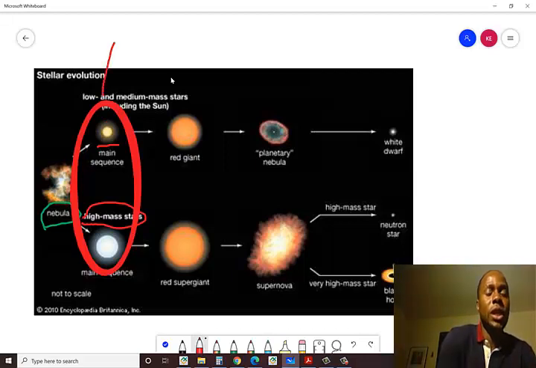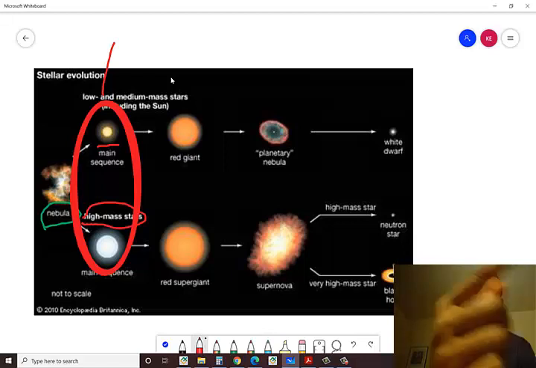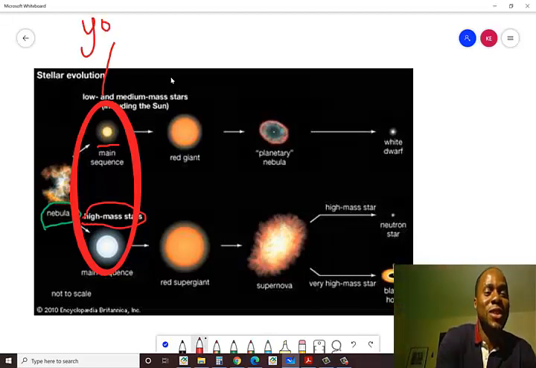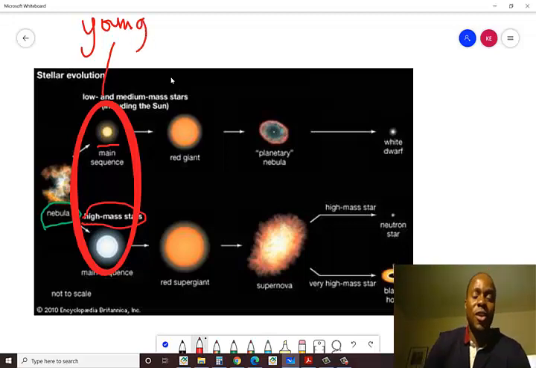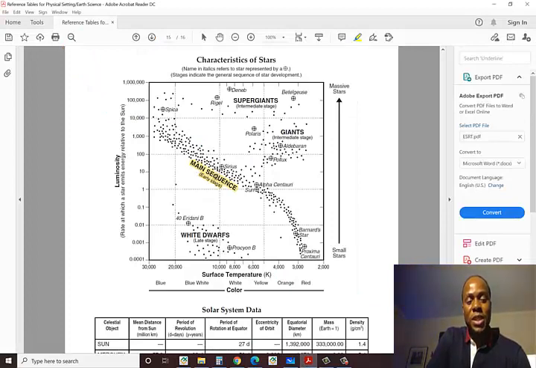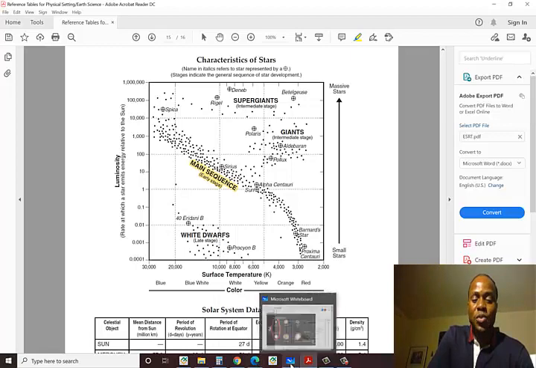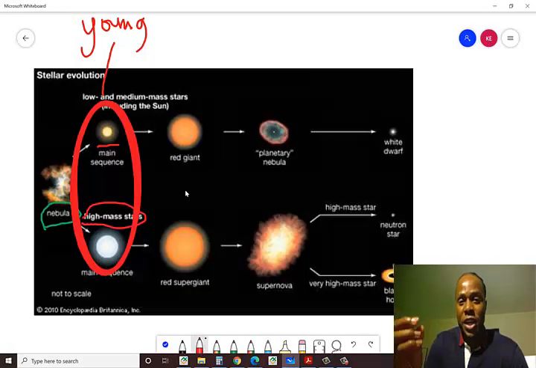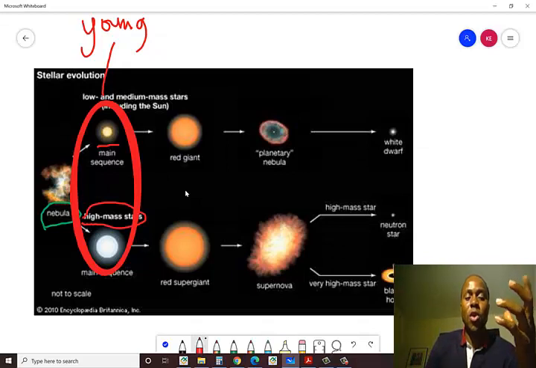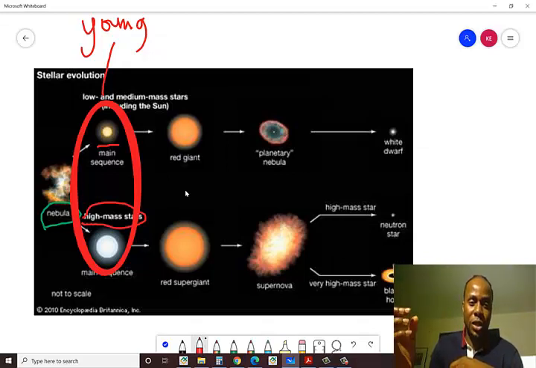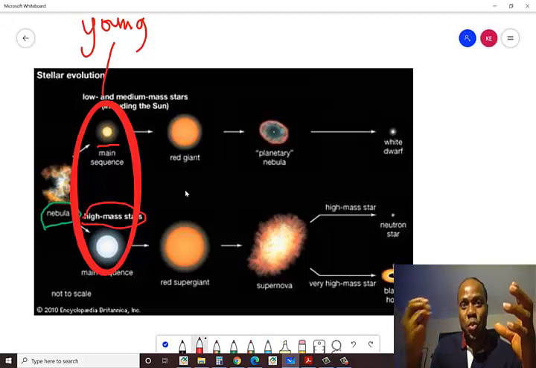So this is like the early, or say the baby phase of a star. We can just say the young phase of a star. And in your Earth Science Reference Tables, page 15, that would be the main sequence or the early stage. So those are the stars that you will find along that path. All those stars are babies, newborn, just like our sun. And from that phase, stars will move into their giant phase. That giant phase could be either a red giant phase or a red supergiant phase. There's a difference between giant and supergiant.